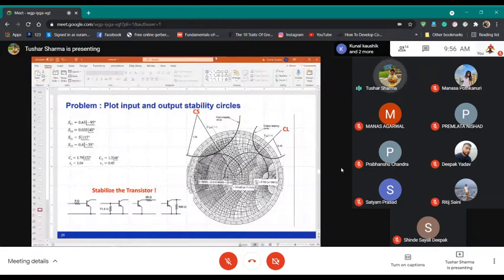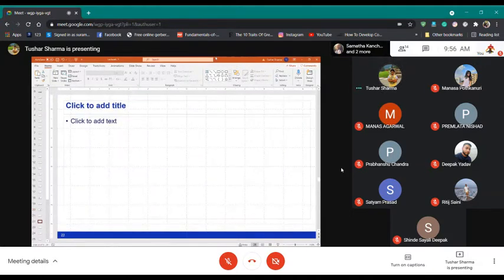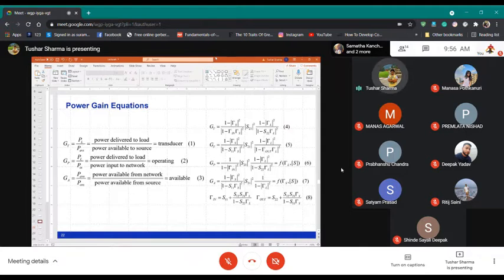This is done. Input and output stability done. The transistor is stable. We know we can use resistance to stabilize the transistor. Now we will move to the gain. We have studied all this previously about three types of gain. I don't want to go back and revise all this because I spent a good amount of energy and time on it. There are three types of gain, for newcomers: available gain, the transducer gain, and the power gain.